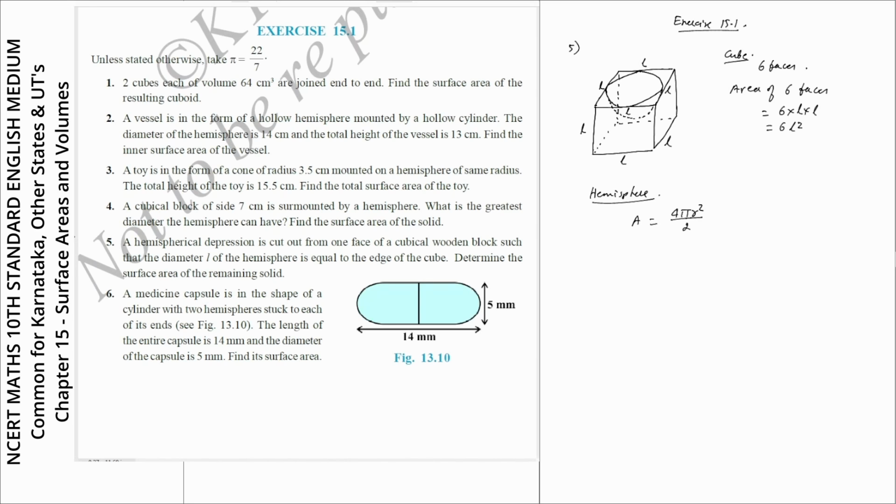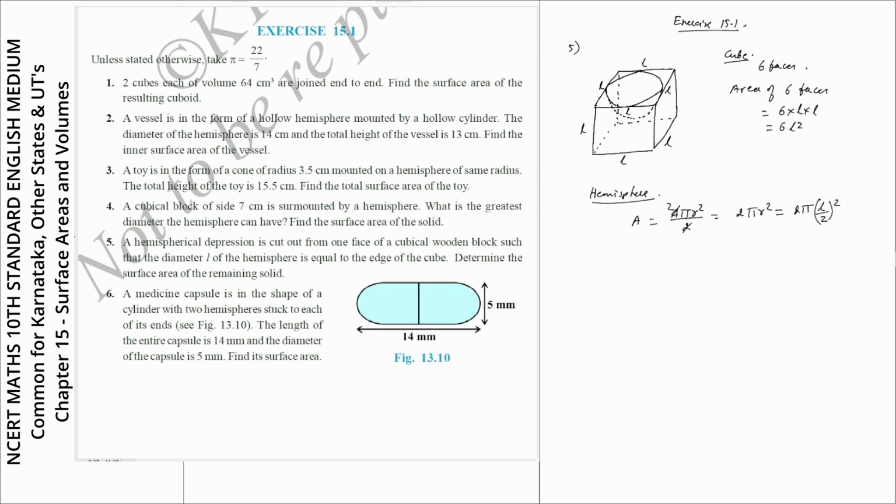Okay, 4 pi r square is the surface area of a sphere. Half of that gives the curved surface area of the hemisphere. So here 2 ones are 2, 2 twos are 4. So 2 pi r square is the curved surface area of the hemisphere. So what is r? R is L by 2, because L is the diameter of the sphere, therefore half of that will be L by 2.